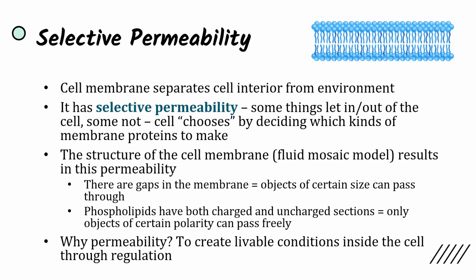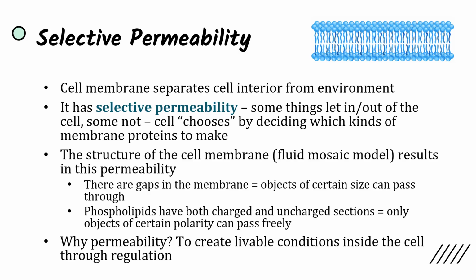So, selective permeability. The cell membrane obviously separates the cell interior from the environment. And the cell membrane's got selective permeability, meaning some things are let in and out of the cell and some are not. And the cell chooses by deciding which kinds of membrane proteins to make, because not everything can just pass through the membrane. A lot of compounds require specific proteins that allow them to pass through the membrane. The cell is able to choose. It is a selective permeability through the membrane.